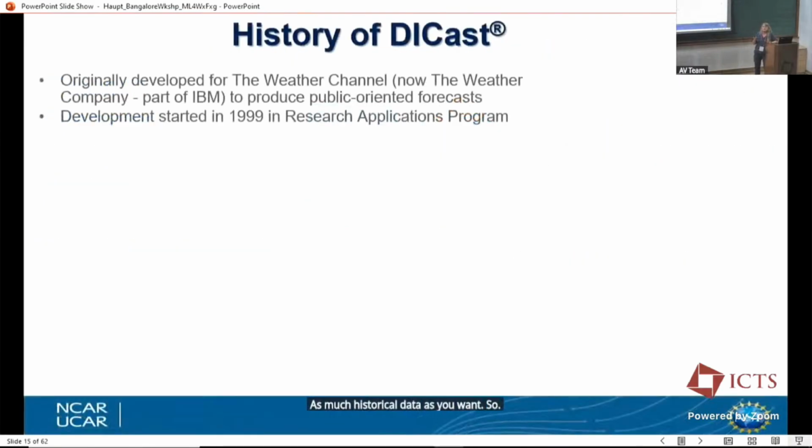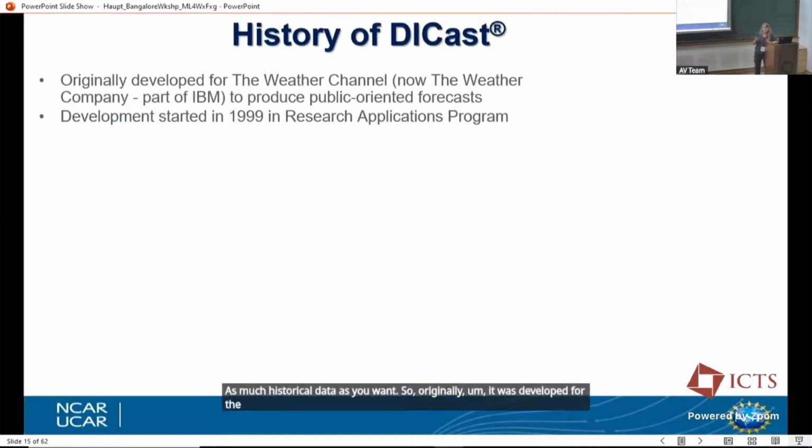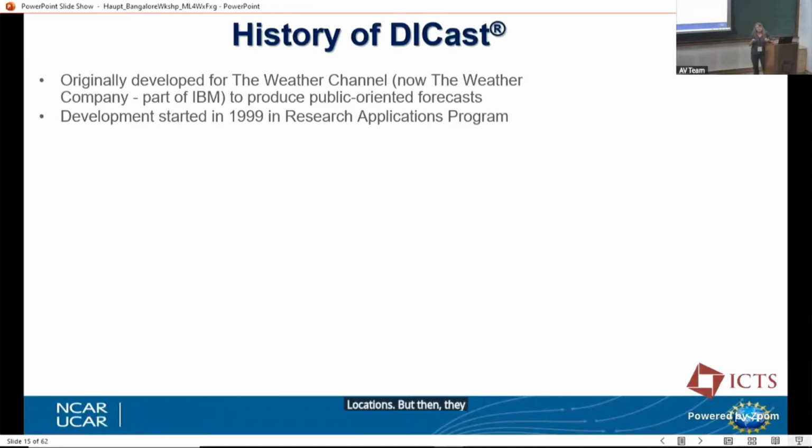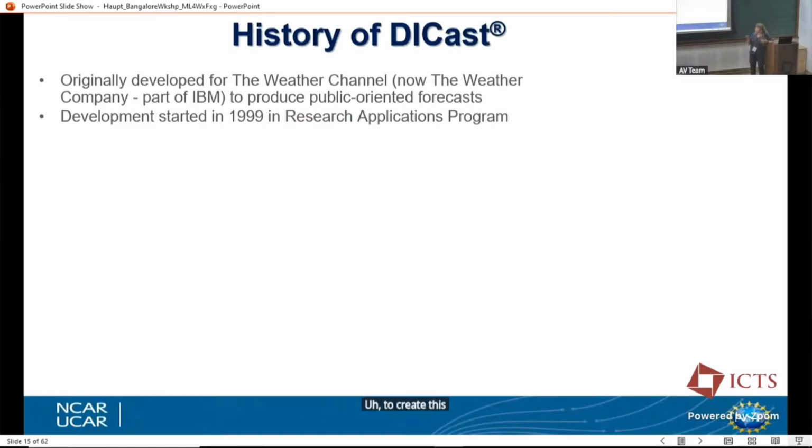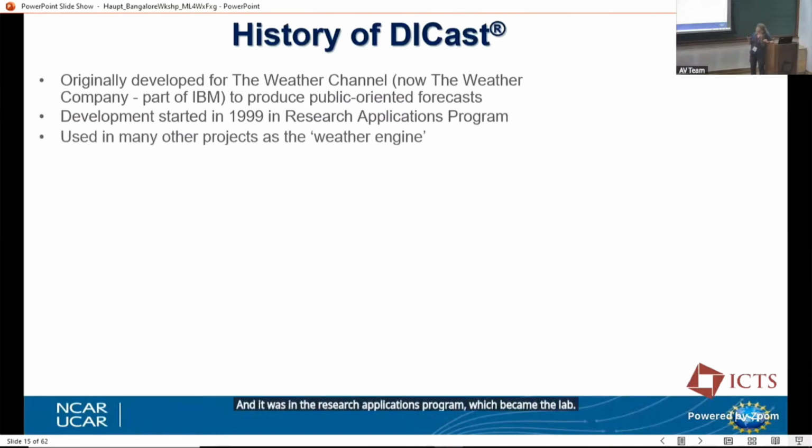So originally, it was developed for the Weather Channel in the US, in the 1990s, and they had a group of meteorologists who stared at weather maps and made forecasts for a bunch of US locations. But then they expanded their business to go global and realized they couldn't do this with human meteorologists. So they came to NCAR to create this system that turned out to be DICast. And it was in the research applications program, which became the lab that I'm now in.